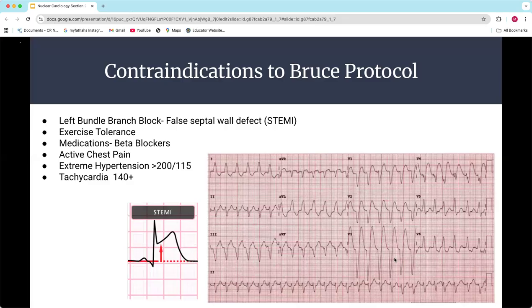Another contraindication is exercise tolerance. Obviously, when we are doing a Bruce protocol, we're dependent upon getting the heart rate up to a certain level so that we can guarantee we have vasodilatation. And if we can't get up to that level, then we can't guarantee vasodilatation, and now our test is iffy at best. Medications like beta blockers. This is why I mentioned earlier beta blockers. We need to be off beta blockers because if we're dependent on heart rate, then our beta blocker will keep our heart rate down and we may or may not get vasodilatation based on that heart rate.